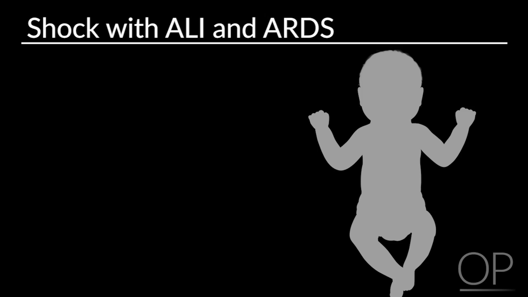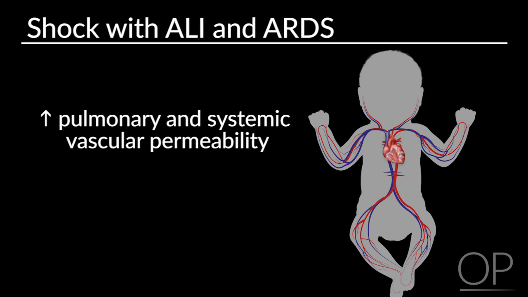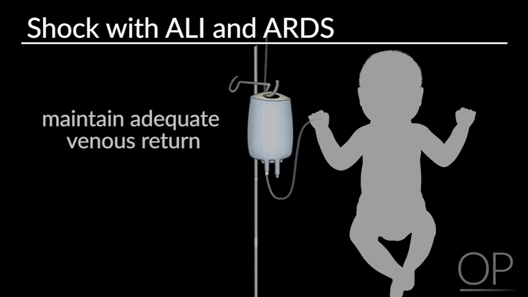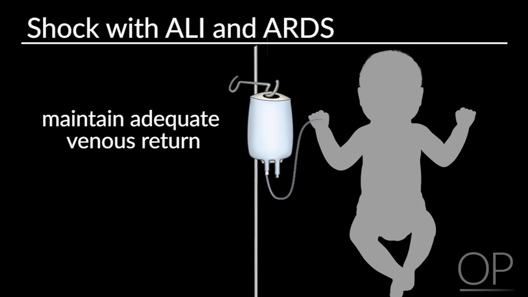However, the challenge is trying to figure out how to manage patients with ALI and ARDS when they are in shock. The first challenge is that patients who are in shock have increased pulmonary and systemic vascular permeability. You need to give IV fluids to maintain adequate venous return while minimizing lung edema. In the early phase of ARDS, when patients are in shock, you need to give IV fluids to prioritize venous return and perfusion, and this may be at the expense of creating pulmonary edema.